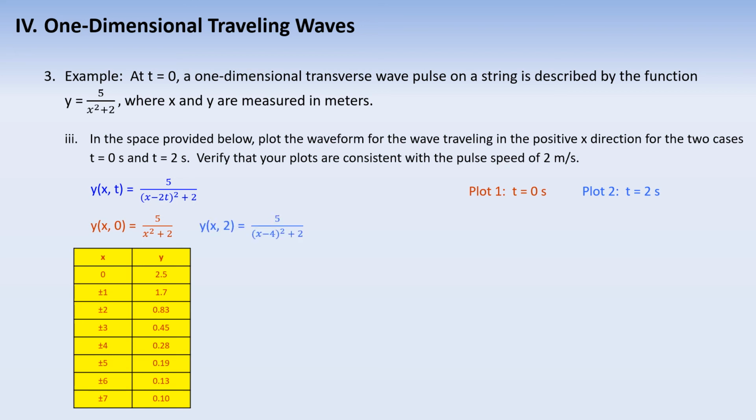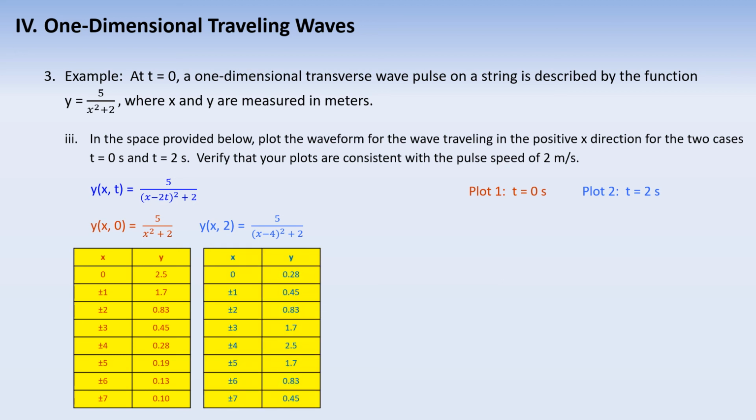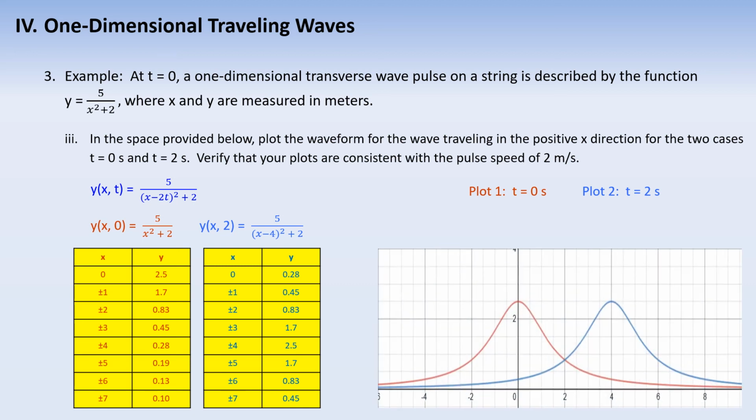So we'll plug in a time of 2 for t rather than 0, and we will do the same. We will plot some points, and then we are simply going to sketch these points, which I'm showing you here on the graph. So you see the brown graph represents our waveform at time 0.